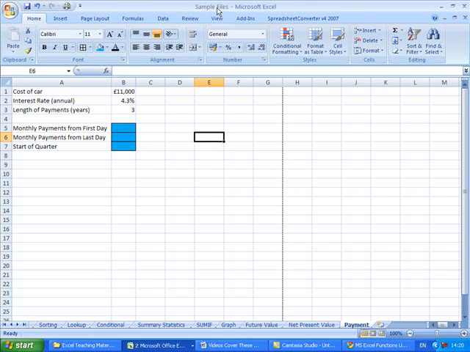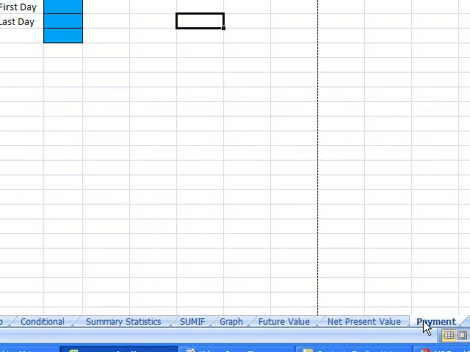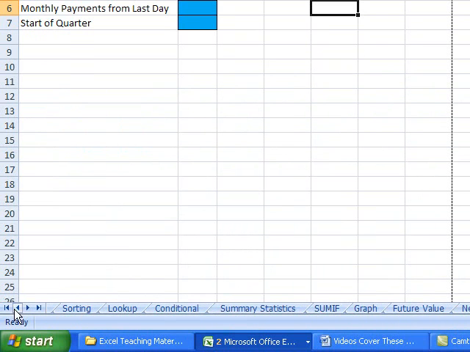Use the sample files document and the payment tab. If you can't see all the tabs, use the buttons along here. This lets you see everything.